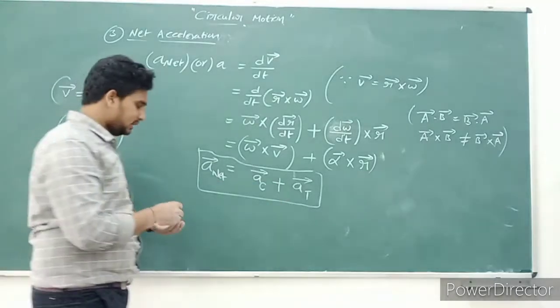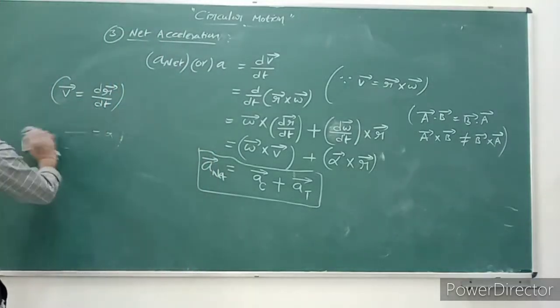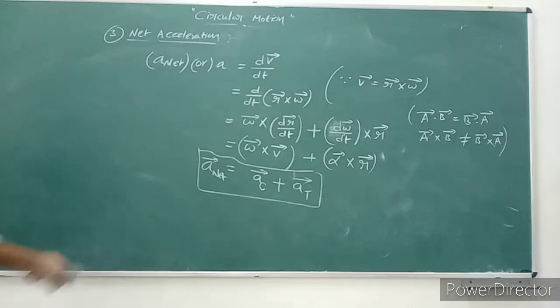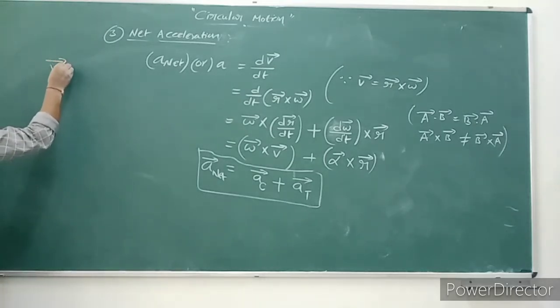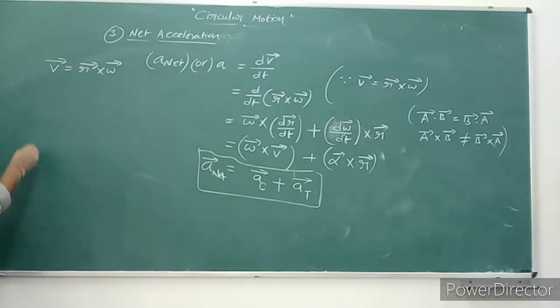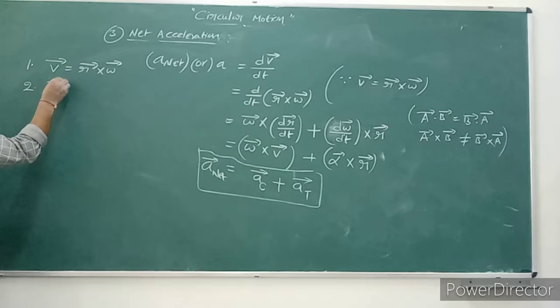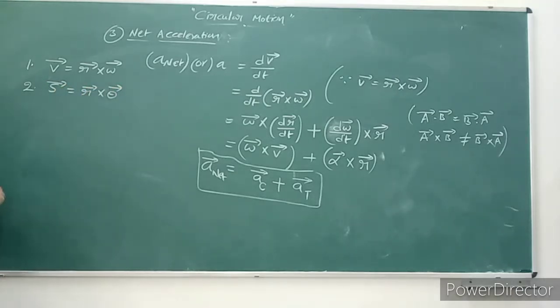These values are very important, and they are asked in examinations. Generally, V bar is equal to R bar cross omega bar. Observe carefully. V bar is equal to R bar cross omega bar. This is the first one. Next, the second one is S bar is equal to R bar cross theta bar.